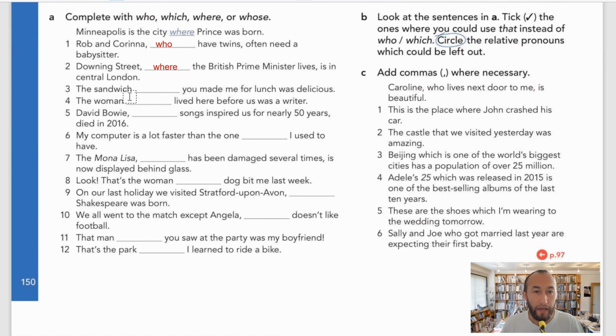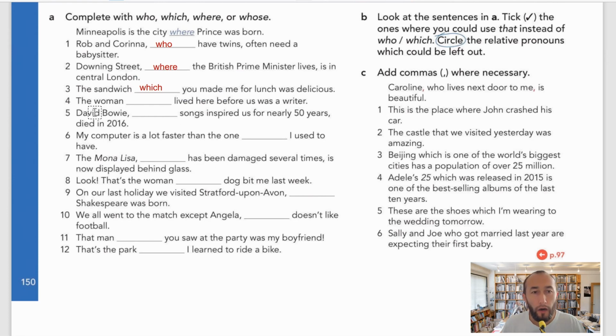Number three, the sandwich you made me for lunch was delicious. This is a defining relative clause because we can't see any commas here. If I remove the relative clause, like you made me for lunch, a big part of the information goes, because you don't know which sandwich you're talking about, right? So here, the sandwich which you made. Sandwich is an object or thing, so we can't use who for that, and we're going to use which. Can I use that? Yes, of course we can do that.